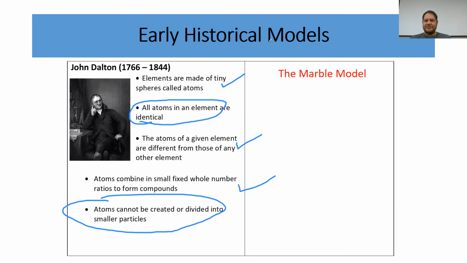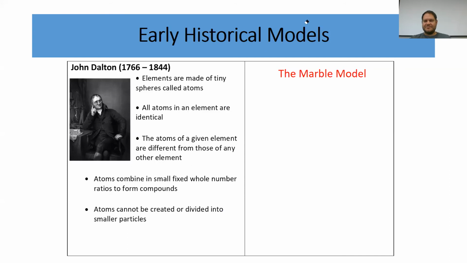All right, so let's look at a model that John Dalton would have come up with. Now, his model of the atom would be called the marble model, or sometimes the billiard ball model. And essentially what it was is that all atoms, again, came in a sphere. I know that looks awful, but it was going to be solid. And I'm going to shade this in a little bit.